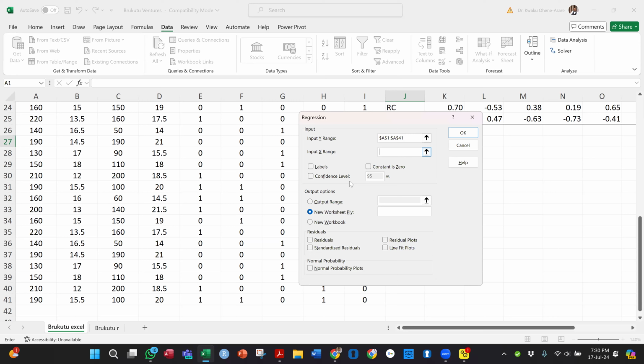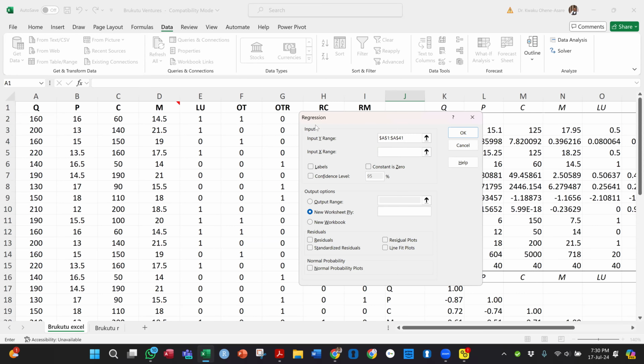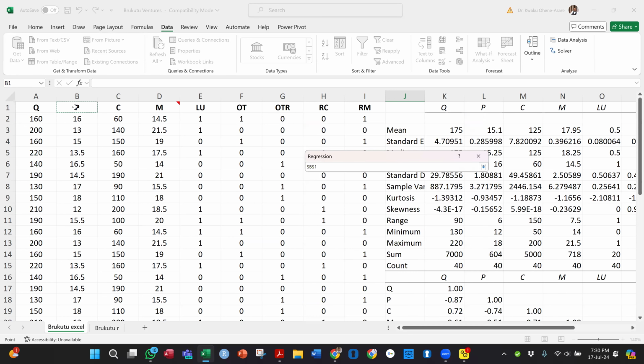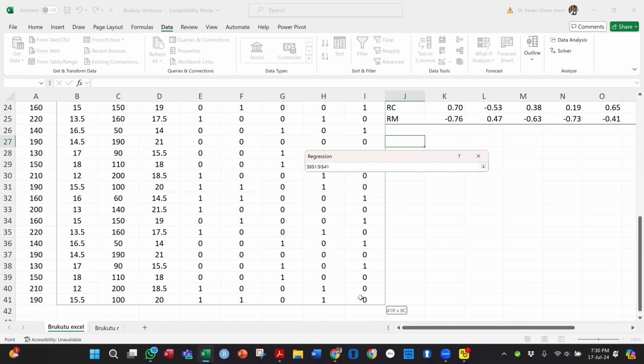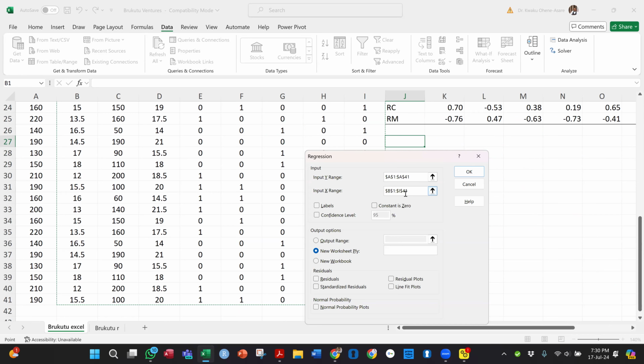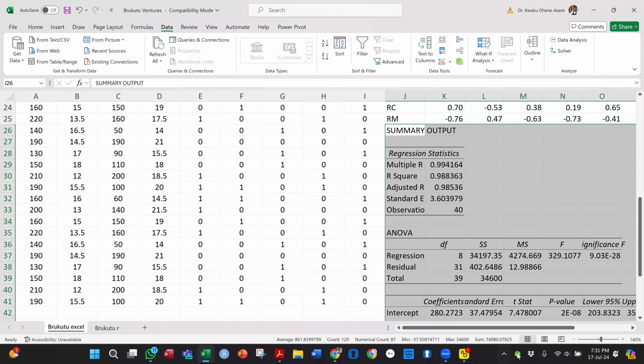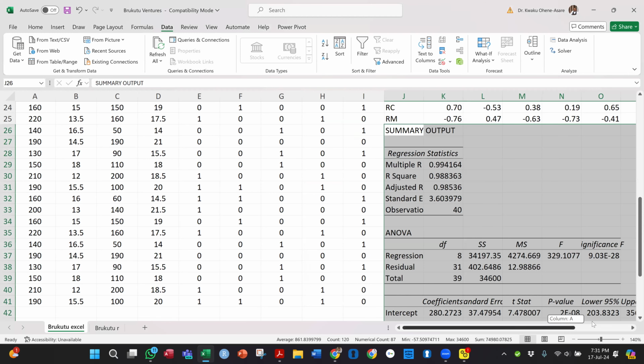Click on the input X range. This time, the input X range deals with all the independent variables. Here, they start from P all the way to Rn. Click P, drag it to Rn, and drag all of them down to the end. They will be collected into the input X range. Check labels. Choose output range. Click on the white space to the right of the output range. Select any empty cell where you want the results to be. Click on OK. A complete regression model is generated, as you can see on your screen.